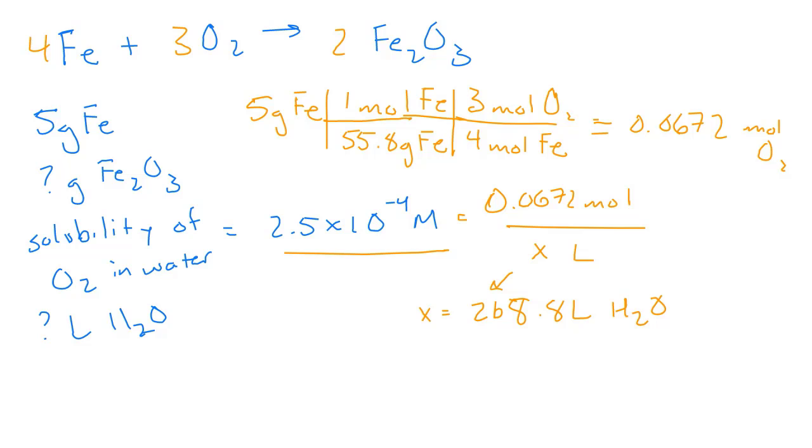So next, it's asking us for the grams of the product, iron oxide. So we have 5 grams of iron, 1 mole of iron, and then 55.85 grams of iron. So what should we do next?